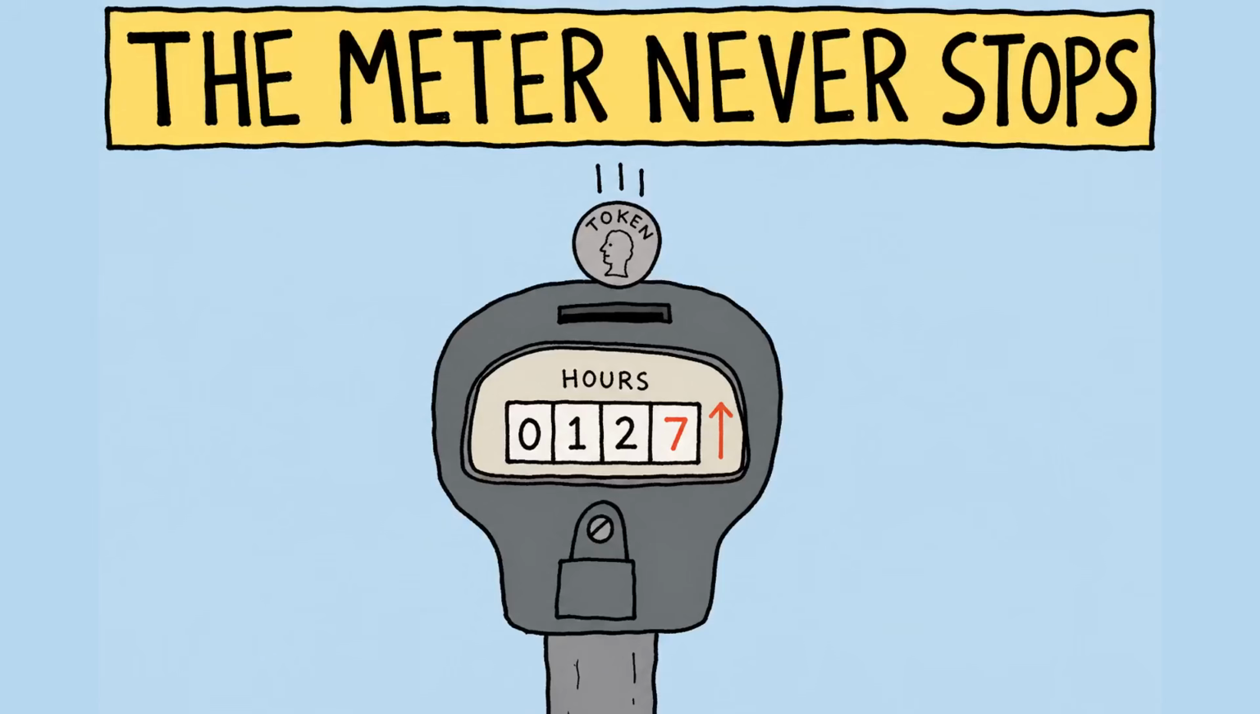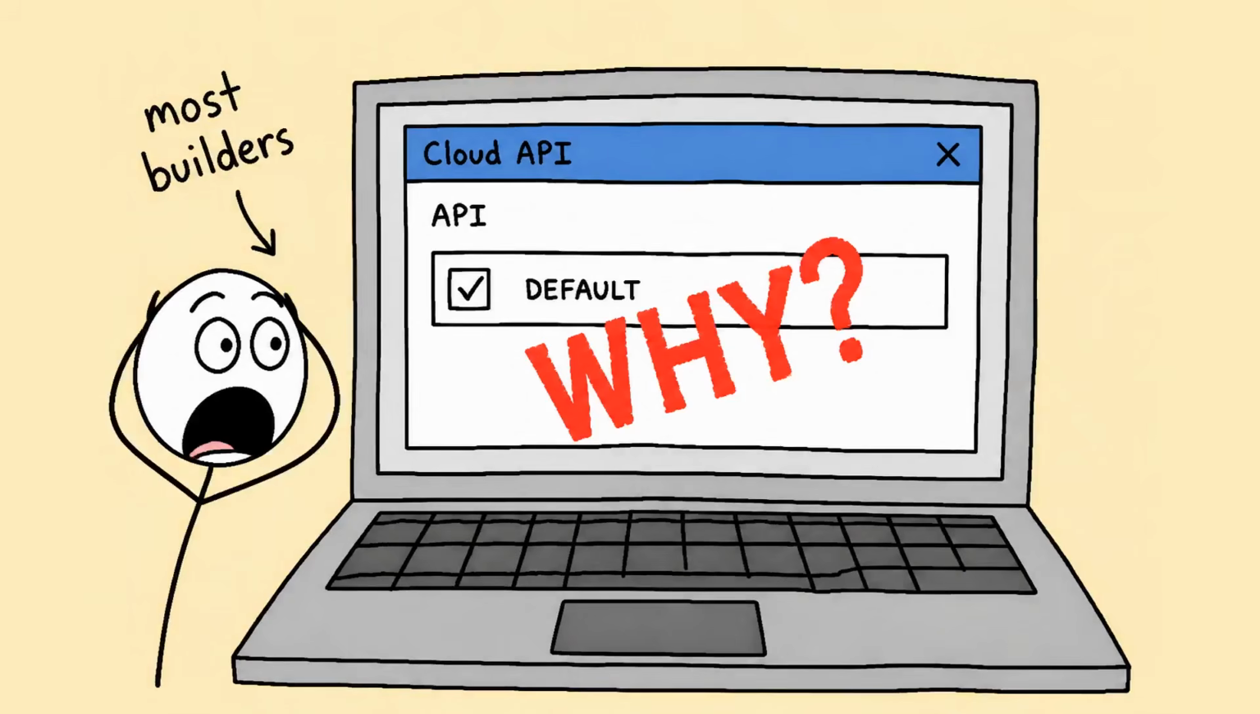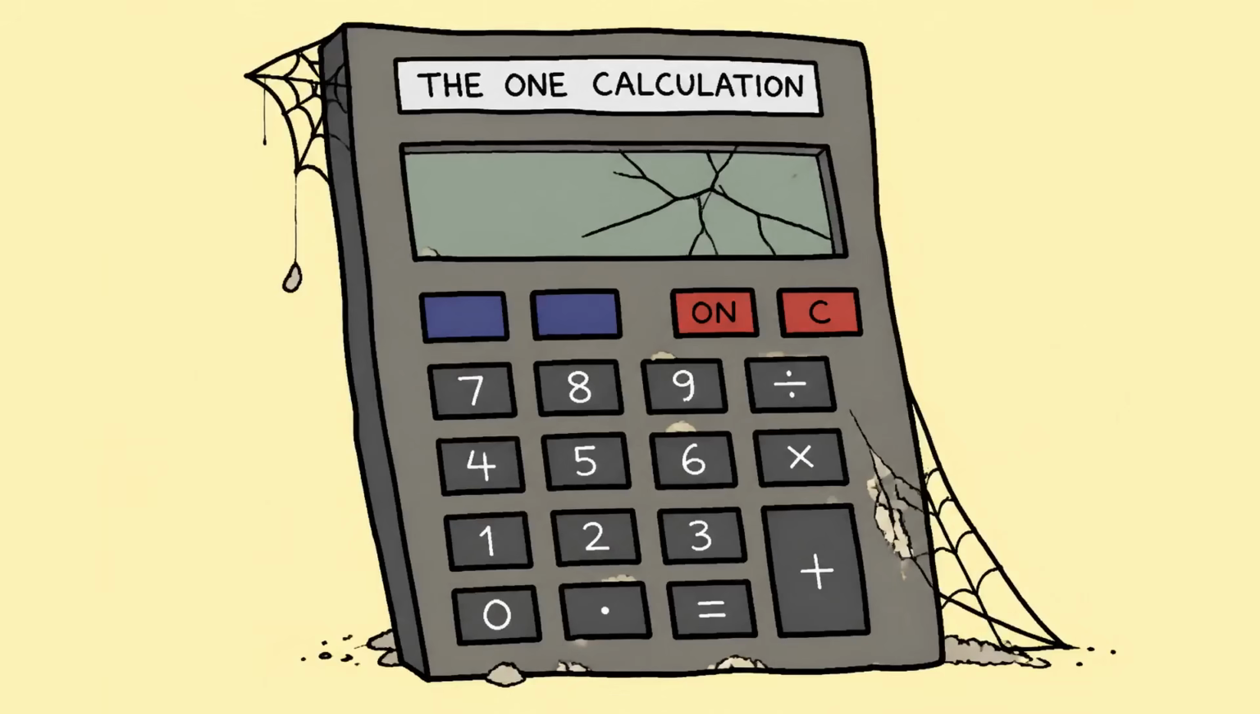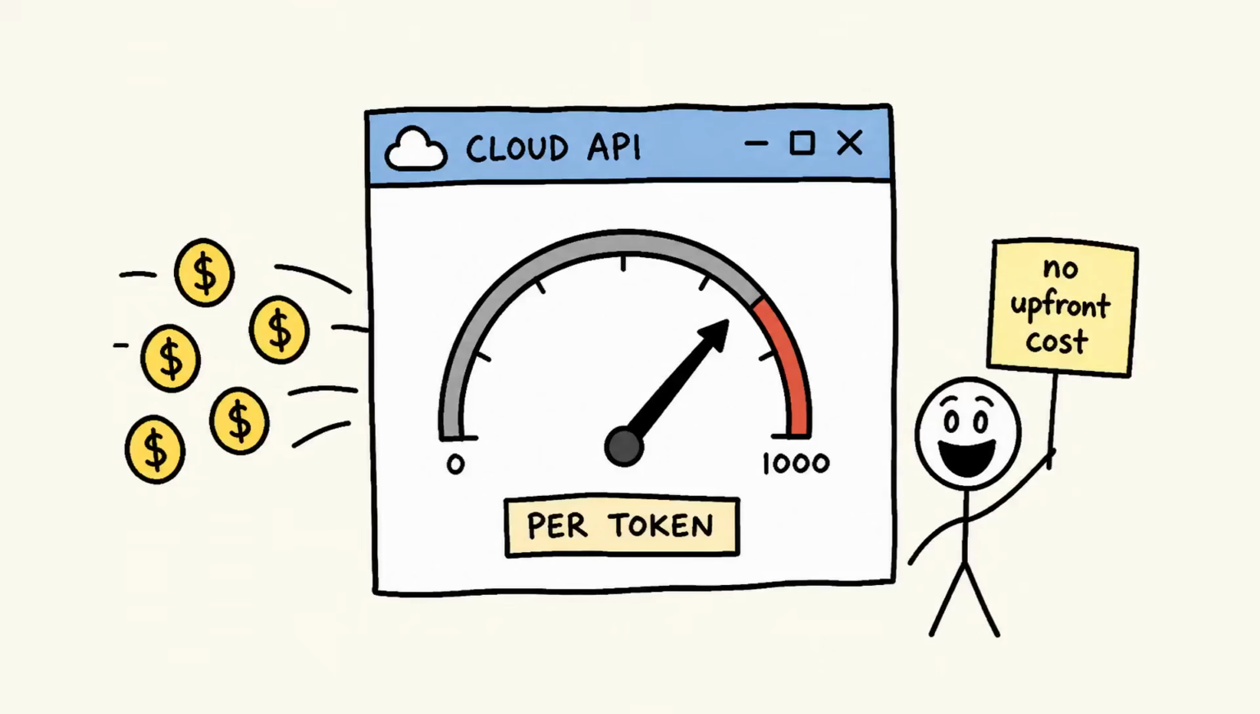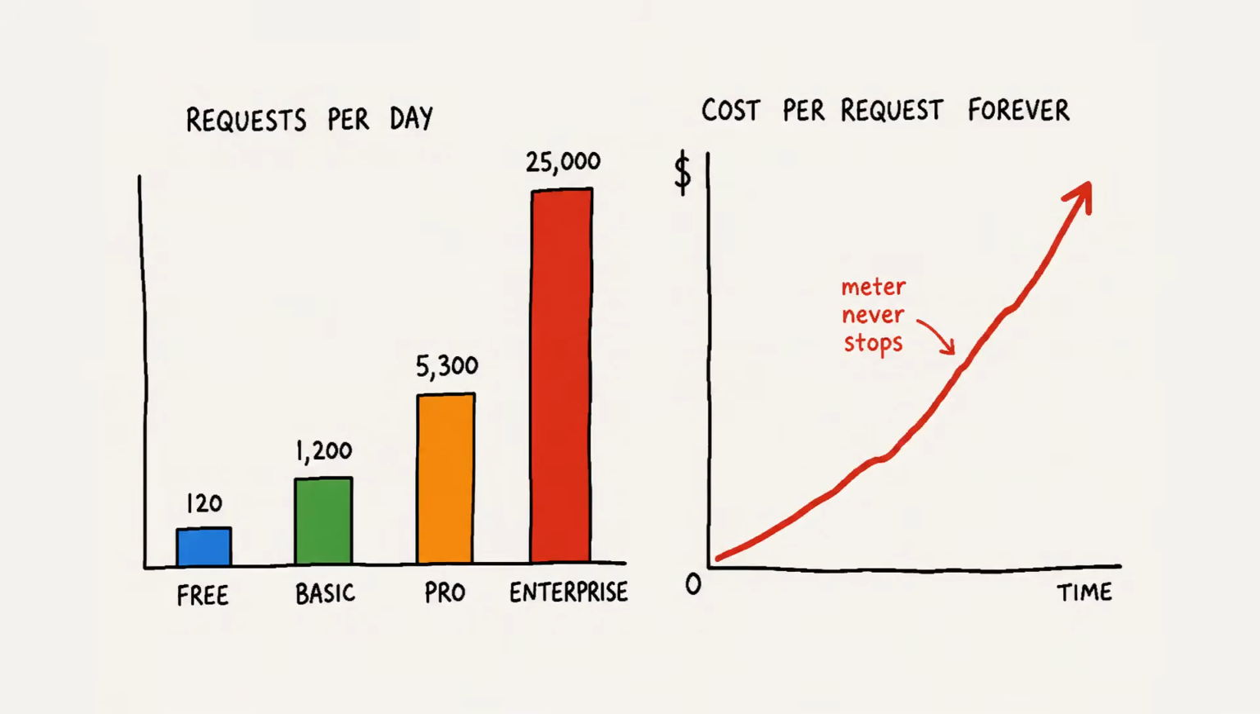So most builders just pick the cloud API by default, right? And almost none of them have actually run the one calculation that would tell them whether that's even the right call. So let's run it. A cloud API charges you per token. No upfront cost, infinite elasticity, you pay for exactly what you use, which is honestly beautiful for getting started. The catch though is the meter never stops. Every single request costs money forever, and that line just goes up and to the right as you grow.